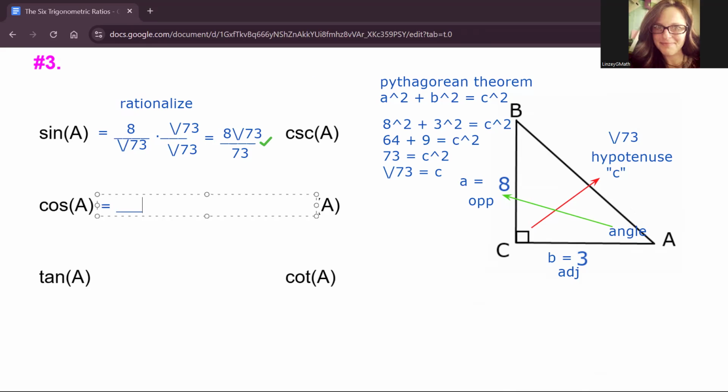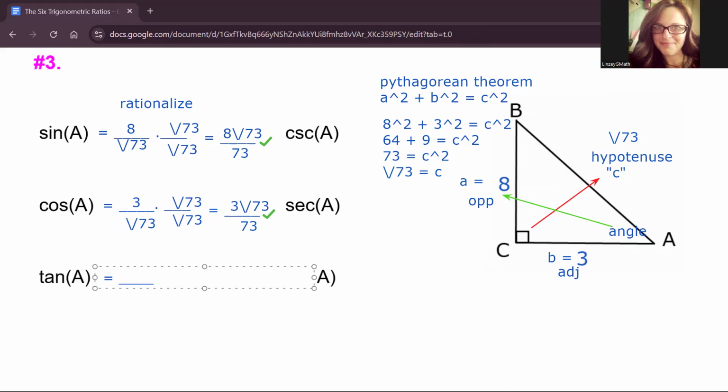Cosine, adjacent over hypotenuse. The adjacent side is 3, the hypotenuse is the square root of 73, and then we will rationalize by multiplying square root of 73 over square root of 73. Multiply straight across and we get 3 square root of 73 all over 73, our rationalized solution. Tangent, opposite over adjacent. The opposite side is 8. The adjacent side of angle A is 3.